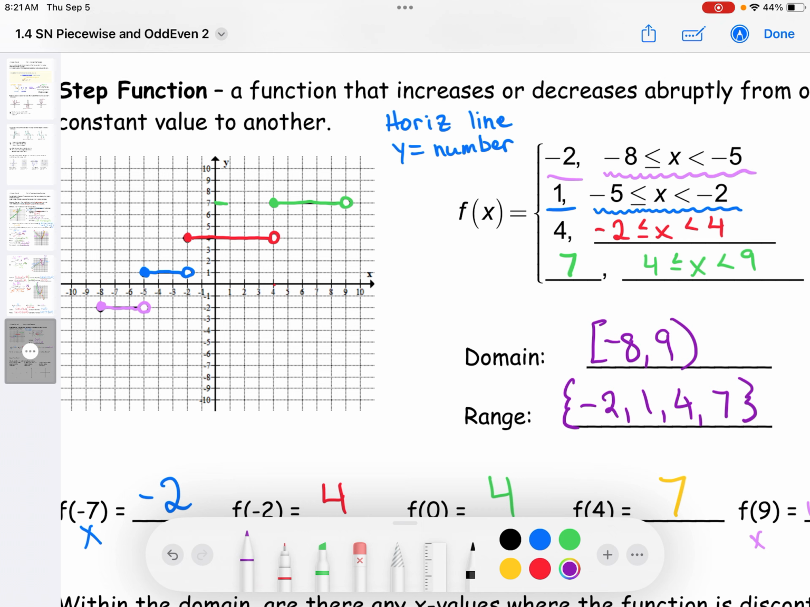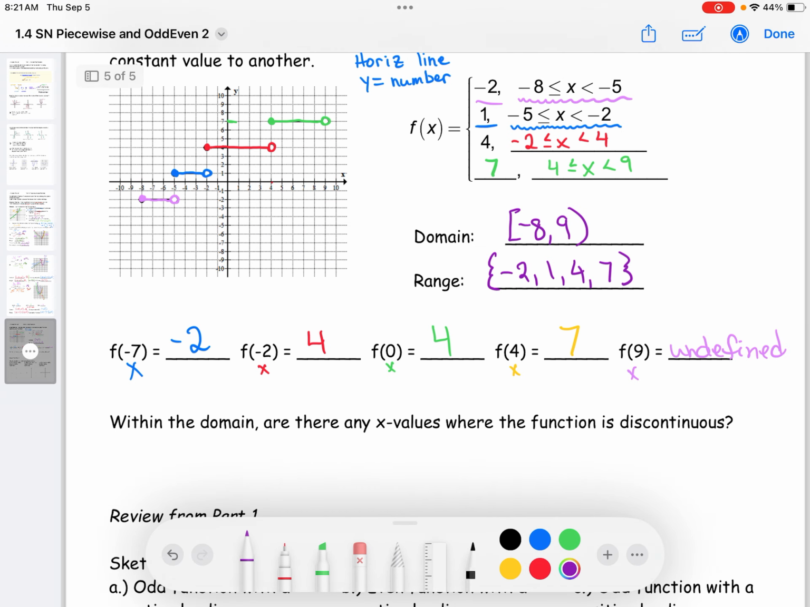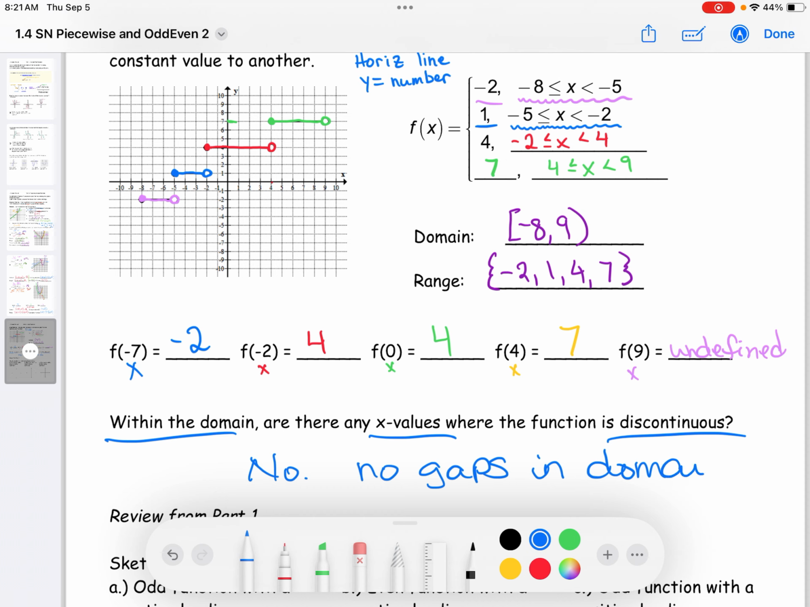And there are step functions. Once the domain starts, there are no gaps. So within the domain, is there any x value where the function discontinues? And that answer is no. There are no gaps or breaks in the domain. Once the domain starts, there are no gaps or breaks through its entirety. All right, that's it on step functions.